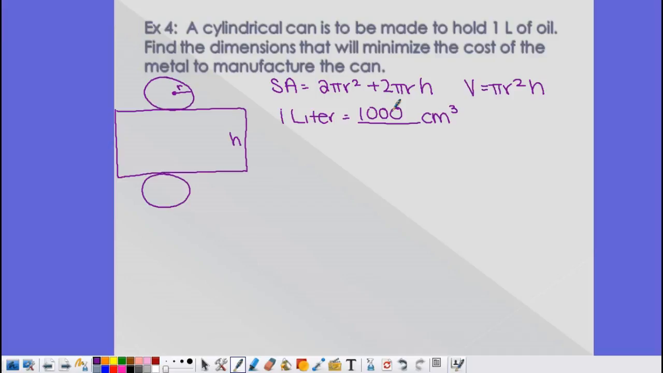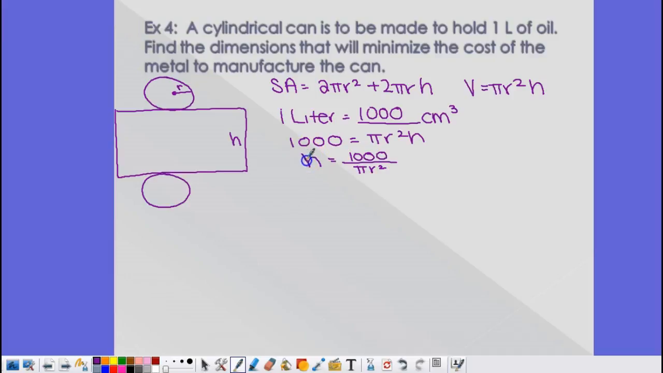Plug your 1,000 in now for the volume. So you get 1,000 equals pi r squared h. Remember, we like to write things in terms of one variable. What variable is going to be easier to solve for in this problem? h. Because the other one has a square on it, and there are multiple r's here versus just a singular h. So we're going to say h is 1,000 divided by pi r squared.